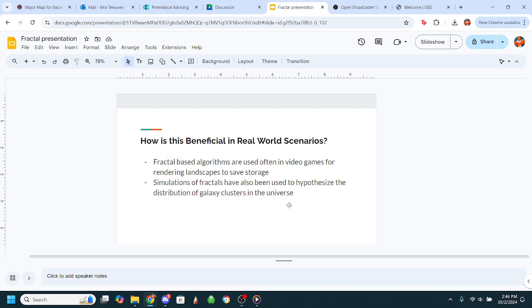Again, applying that same concept of how fractals are repetitive and self-similar, we can use that to infer where these galaxy clusters will be by using that pattern to see, once they expand far enough, how self-similar they will be in certain areas.